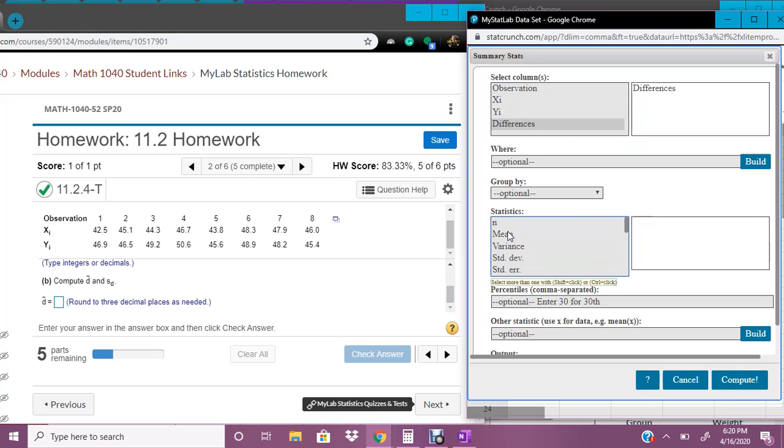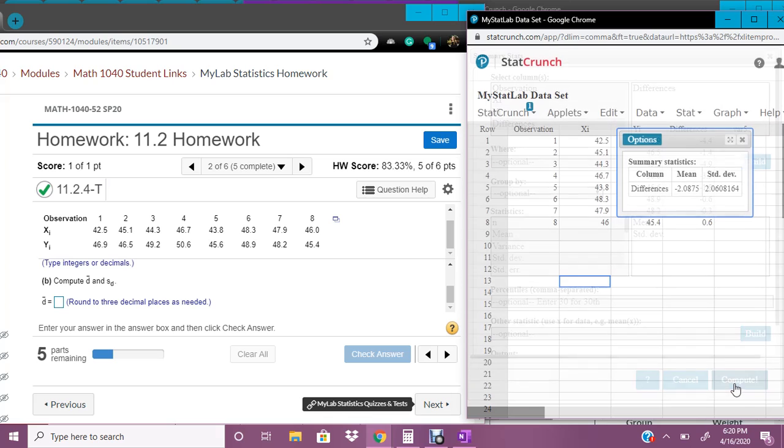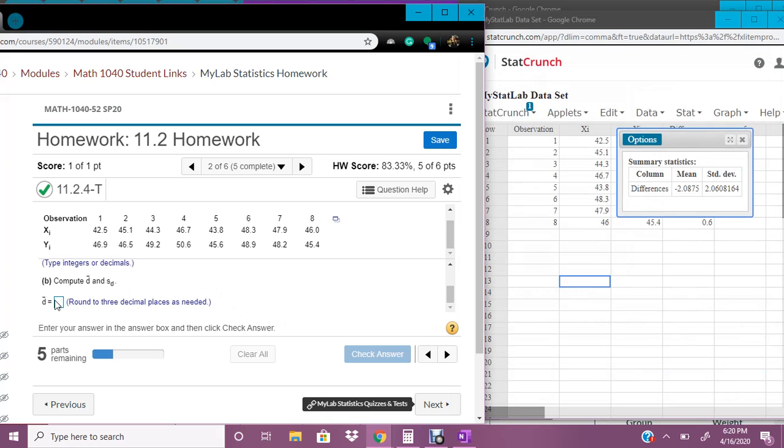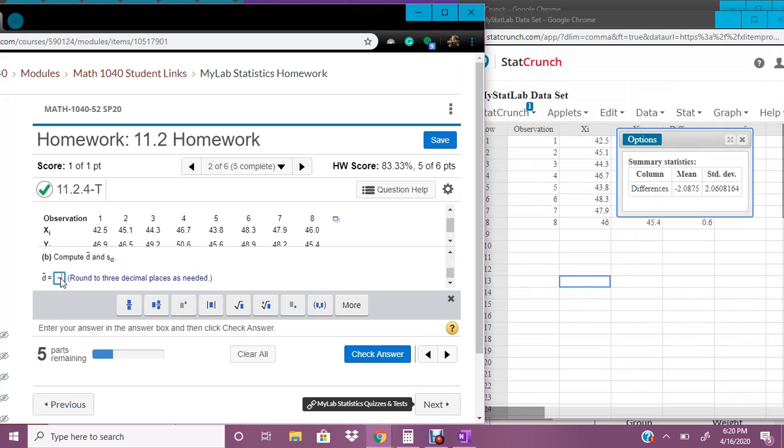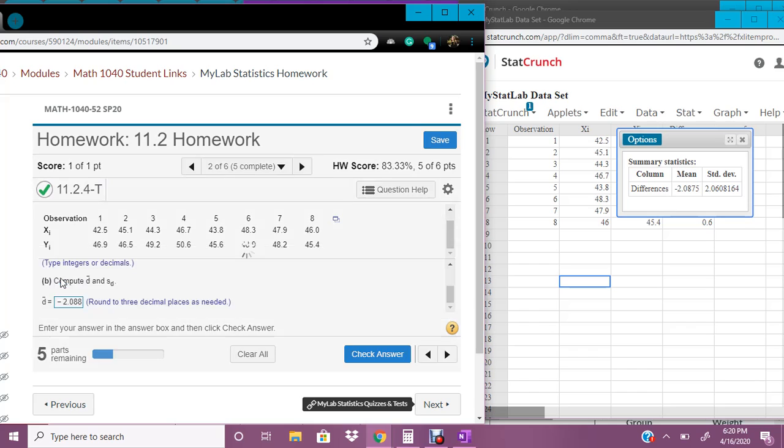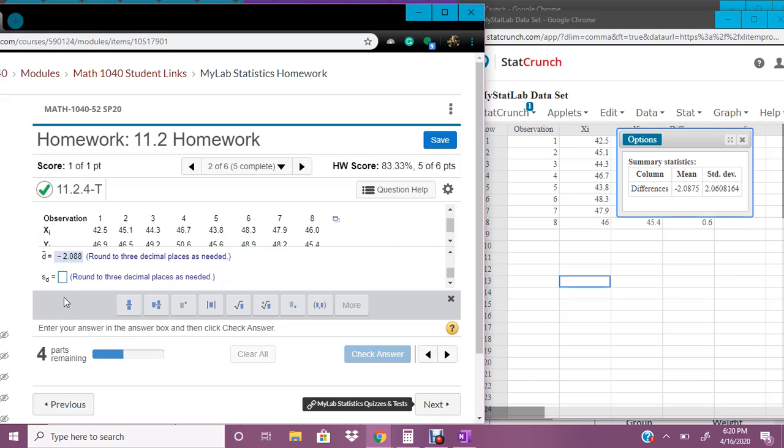So compute, and there's our mean right there. And now this S with the little d is the standard deviation of the differences. So that number right there.